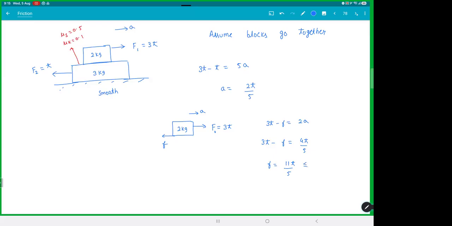And this should be less than or equal to the maximum friction between them. This is static, okay? That's 0.5 into 20. That would be 10. So t will be less than or equal to 50 by 11. Check. That's, I think, around 4 point something. So it's up to 50 by 11 they'll go together. That's what it is trying to say. Any doubts still here? So my assumption is right up to 50 by 11.